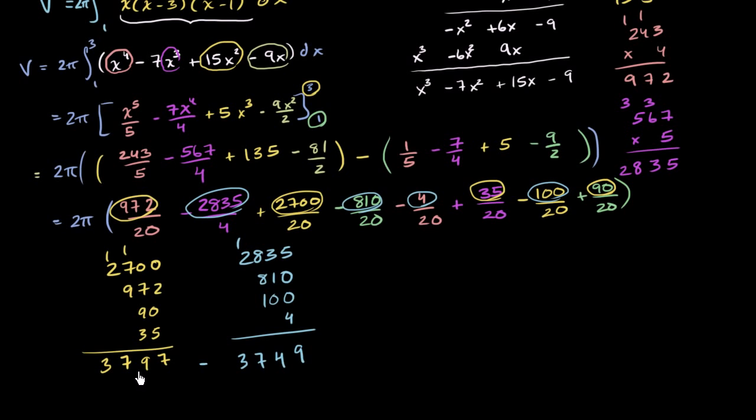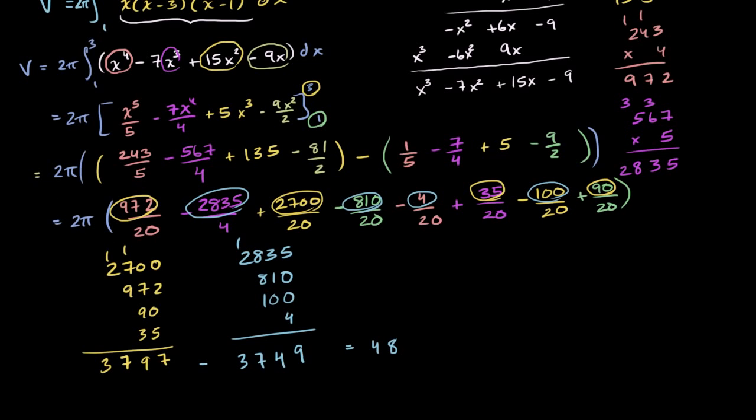And so this actually works out quite well. That gets us to 48. Let me make sure I haven't made a careless mistake. 2835, 810, 104. Those are all the things I'm subtracting. 2,700, 972, 90, and 35 are all the things I added. Yep, 3797 minus 3749 is going to be equal to 48.